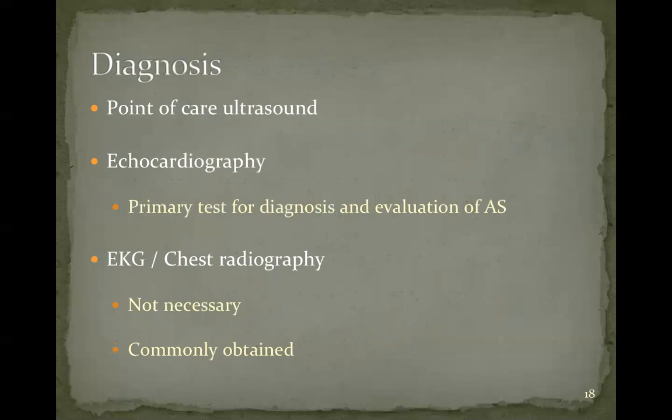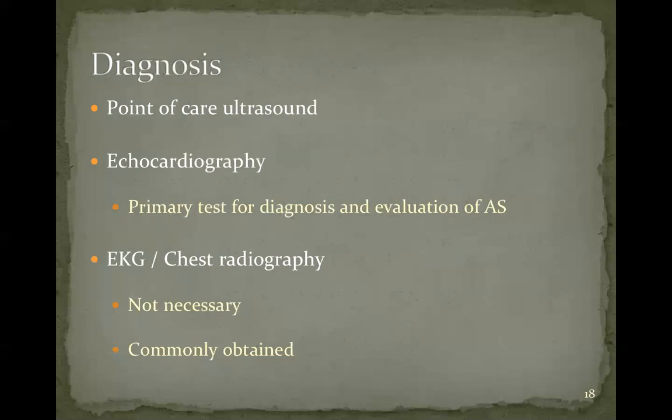If you're on the wards or in the ICU and you're concerned that one of your patients has aortic stenosis, absolutely grab the ultrasound and take a look at their aortic valve. You can easily tell if it's tricuspid, and you can estimate if it's having a full closure or not through your examination. Like I said, echocardiogram is the primary test and the gold standard for diagnosis and further evaluation of aortic stenosis.